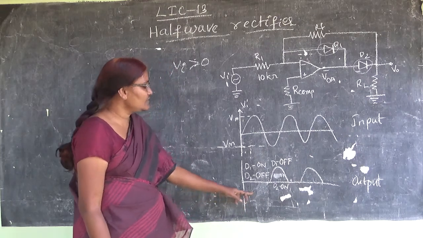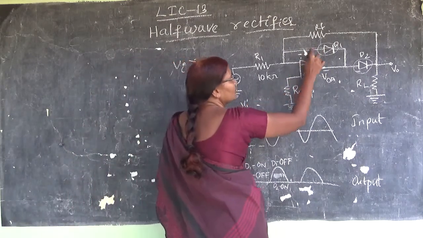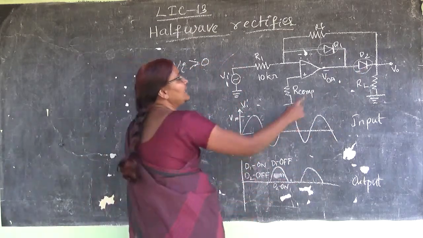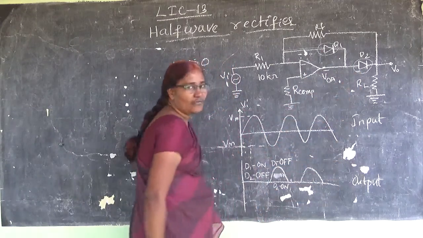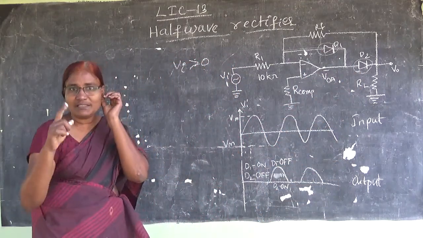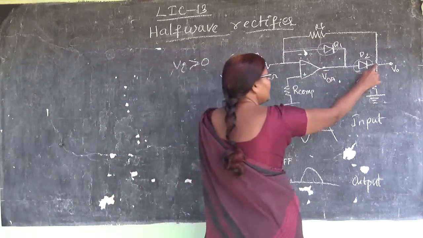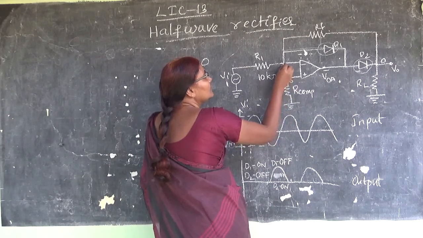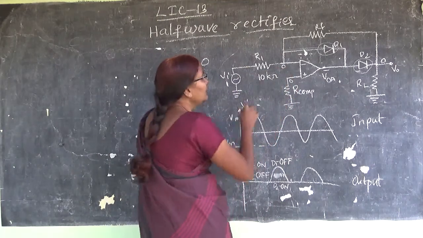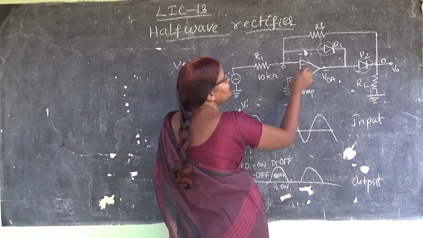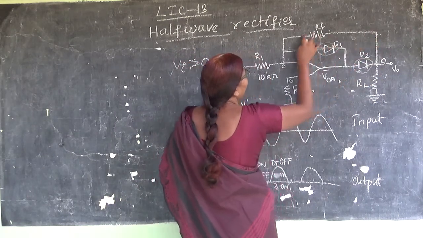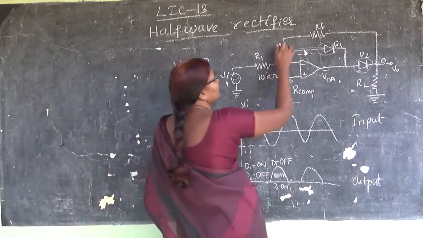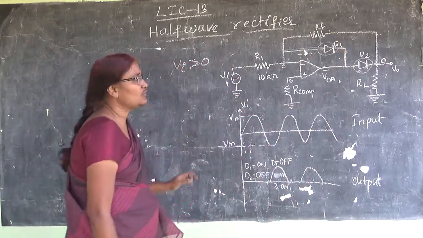So what happens in this circuit? D1 will be shorted and D2 will be open. That means D1 on, D2 off. And we can observe one thing here, that the output is 0, and because this is 0 due to virtual ground, this will also be 0. That means this RF will be at the same potential. No current will flow through it.